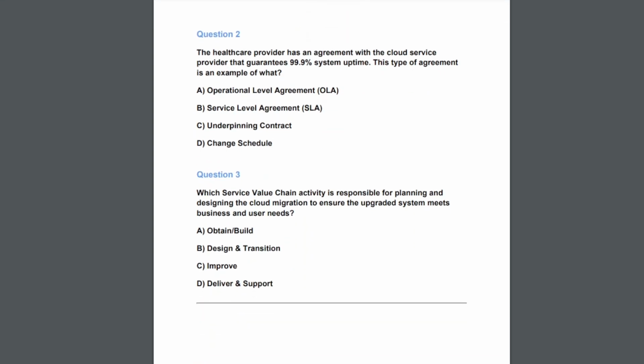In question 3, which service value chain activity is responsible for planning and designing the cloud migration to ensure the upgraded system meets business and user needs? Is it obtain/build, design and transition, improve, or deliver and support? Now, if you need any more time to go over those questions, you should pause the video here, so we're going to go straight into the answers.